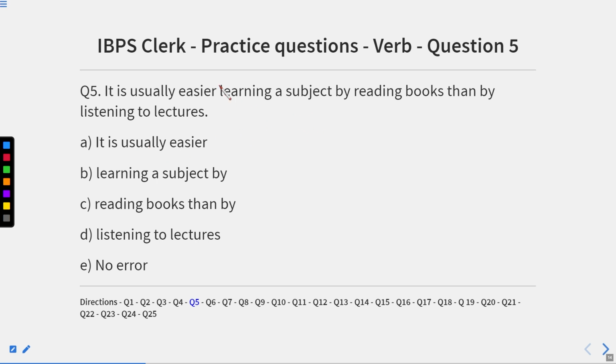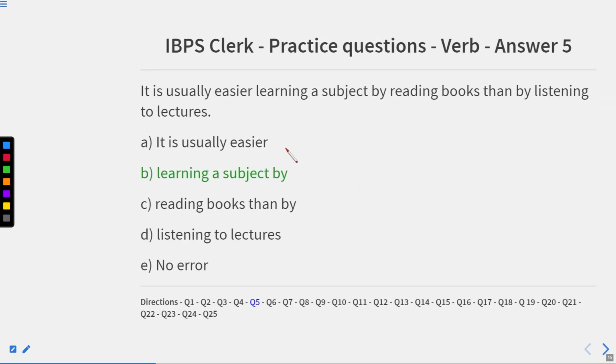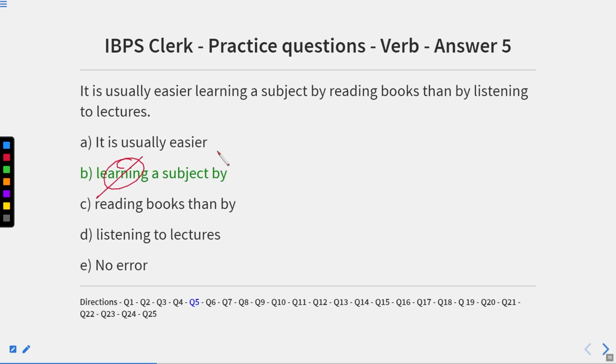Or we can also use it is easy what? To learn. So this learning should be replaced with to learn. What is easy? To learn. Something is easy for what? To learn. So when there is a purpose or there is a thing for another thing, in that structure we use to plus verb one, that is infinitive. So here the error is in part B, where this learning should be replaced with to learn, and the correct sentence will be, it is easier to learn a subject.